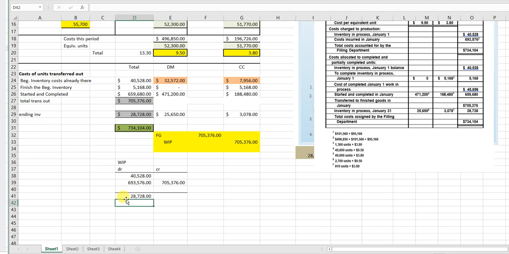So what's my journal entry for this whole process of however long it took you? This whole process is to get 1 journal entry. I need to move the 705,376 out of WIP and into finished goods. And we're done.